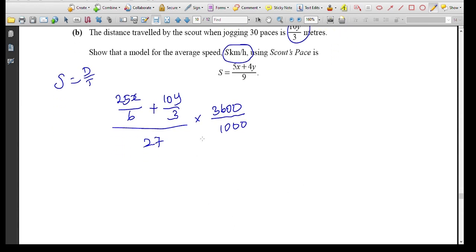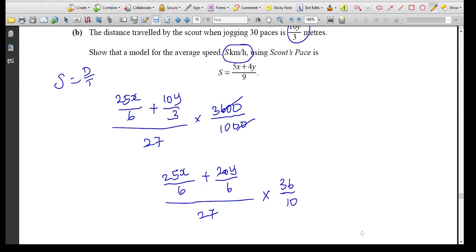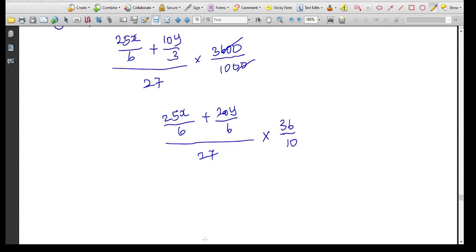So here what we can do is, the denominator for the first fraction is 6 and 3. So let's write this as 25x by 6 plus 20y by 6 divided by 27 we'll be getting, and that into here maybe we can do this calculation. 20, 20 cancel, we'll be getting 36 divided by 10. Then finally we are getting 25x plus 20y divided by 6, and since we have two denominators both, we can combine it, that into 36 divided by 10.